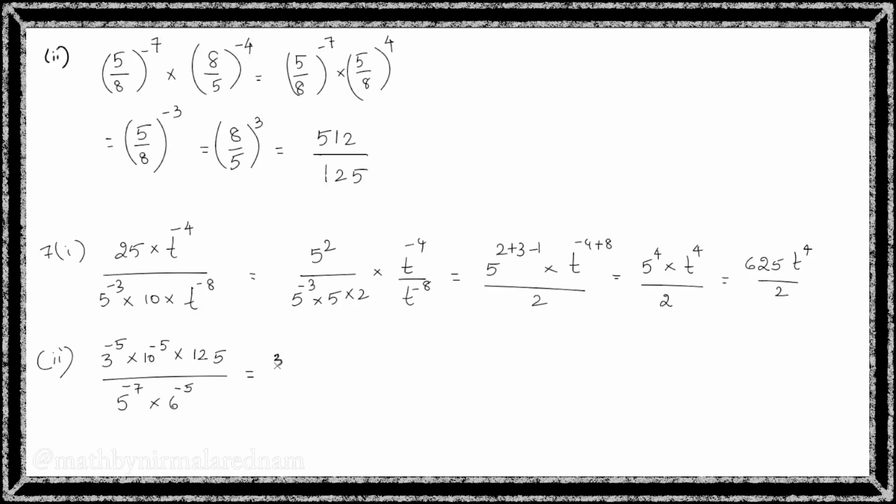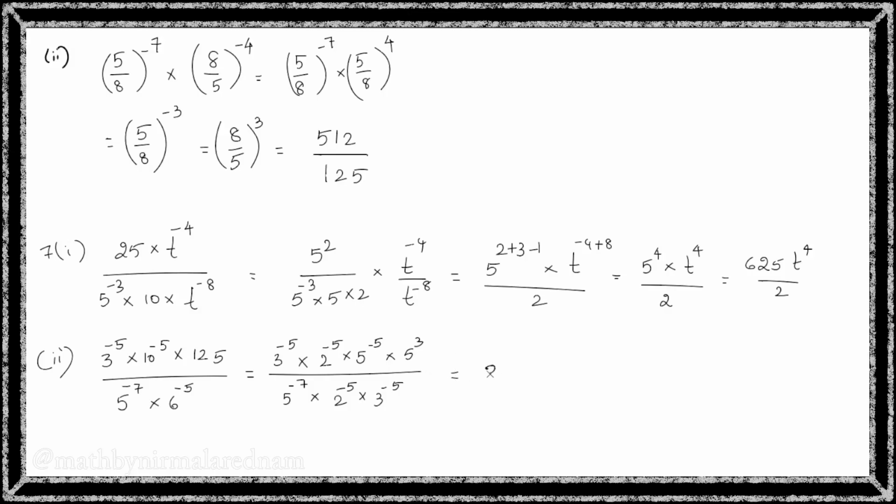3 power minus 5, I am going to write it as it is. 10, I am going to write it as 2 into 5, right? And give their powers. And then I have 5 cube, since 125 is 5 cube. 5 power minus 7. And again 6, I am going to write it as 2 into 3. Be careful with the powers. Now we are going to write this.